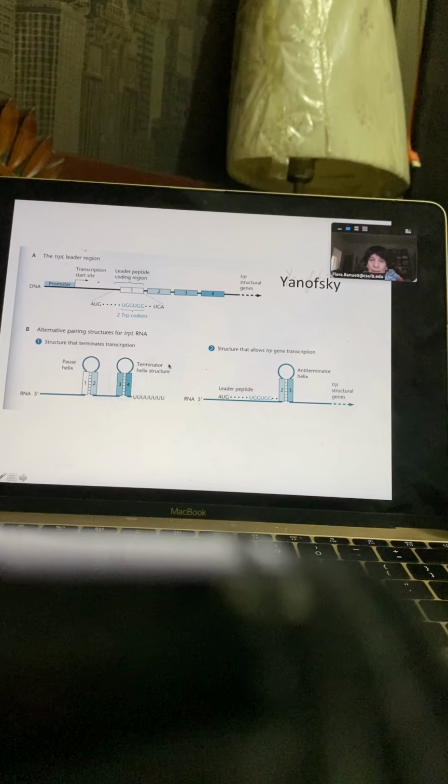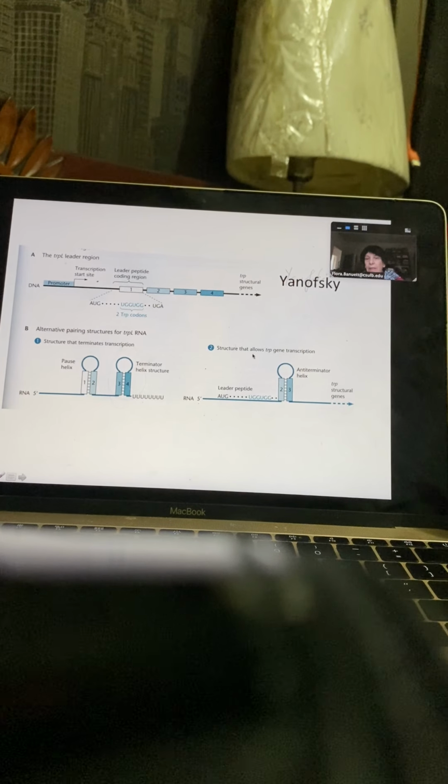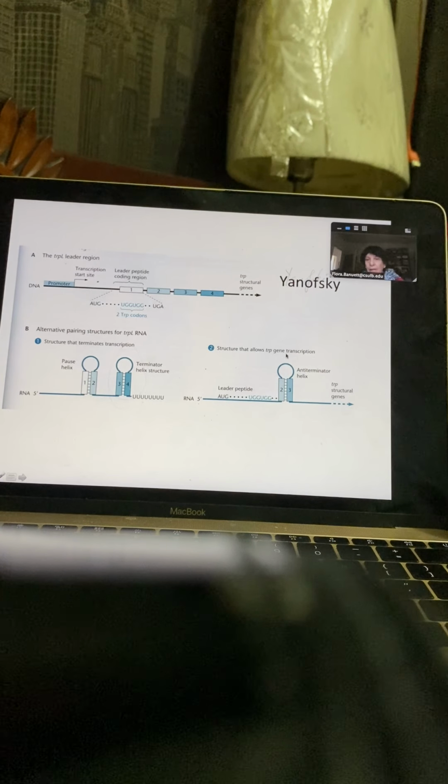Now, the alternative is that you form 2 and 3, okay? 2 and 3, which is an anti-terminator hairpin, which allows RNA polymerase to continue transcribing into the structural genes. This is because you have no or very little tryptophan.